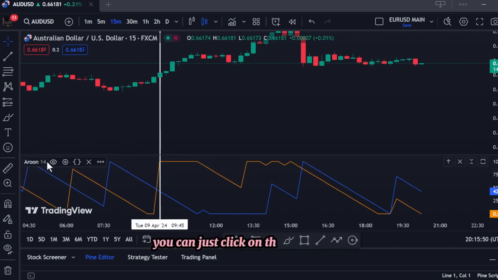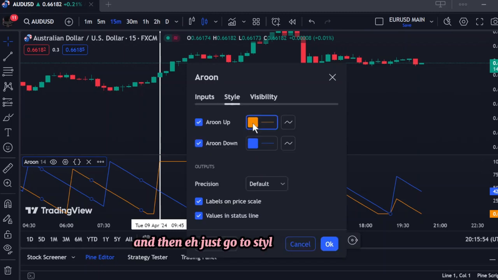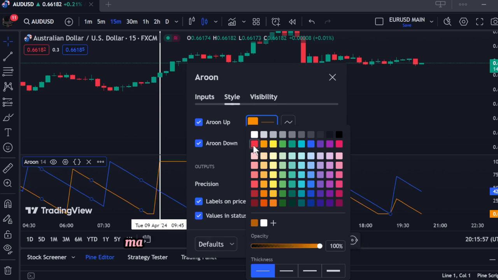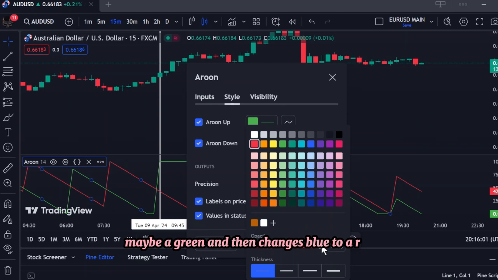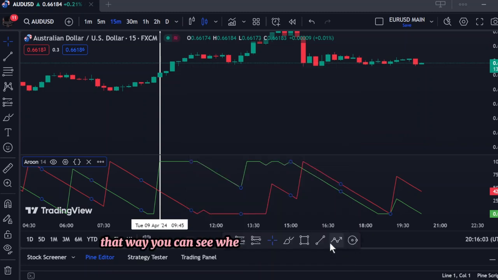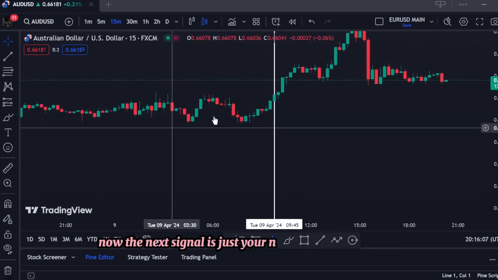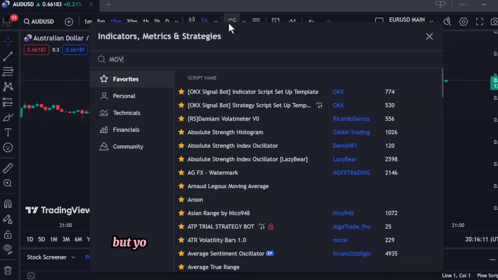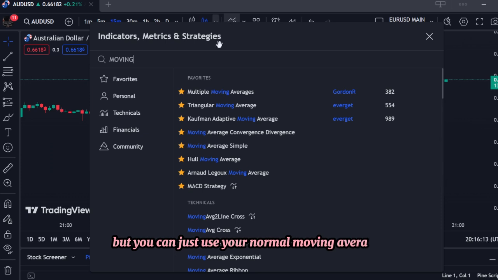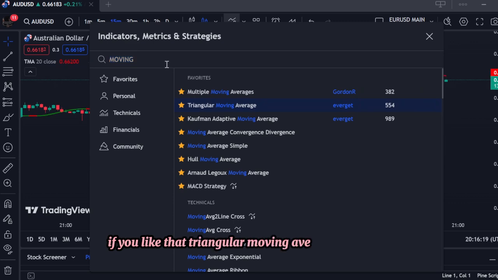But there's a quick fix for this. You can just click on the Aroon here, click on the settings, and then go to style, change this yellow to maybe a green, and then change this blue to a red. That way you can see when the next signals are coming up. Okay. Now the next one is just your normal moving average. I know it's just a basic moving average, but you can just use your normal moving averages. We also have the triangular moving average if you like that, and so on.